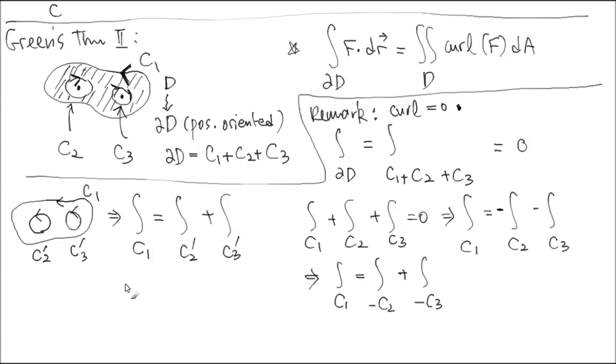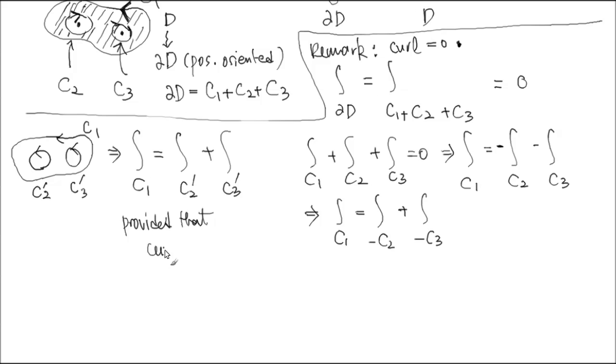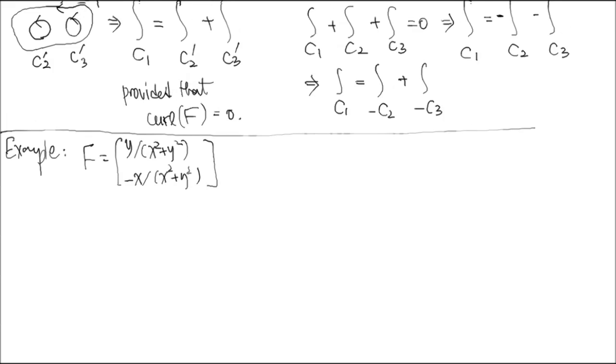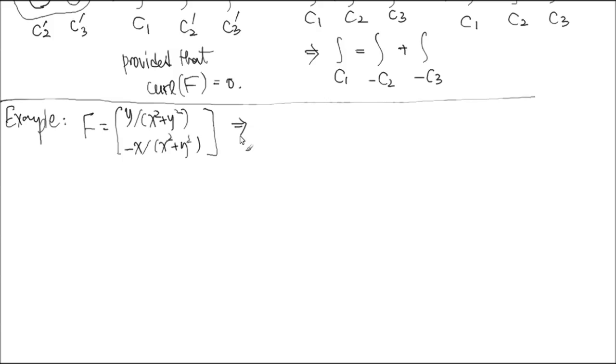Under what condition? Provided the curl of the vector field is 0, then Green's theorem allows you to rewrite the integral around C1 as a sum of C2 and C3. Okay? This is an example. I have this vector field. So what do you know about this vector field from the homework? Curl 0. That's the only thing we have.